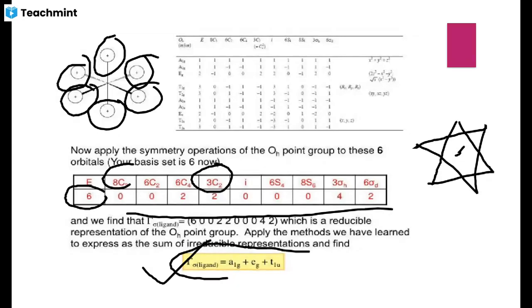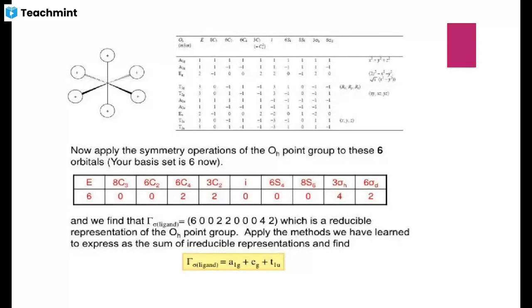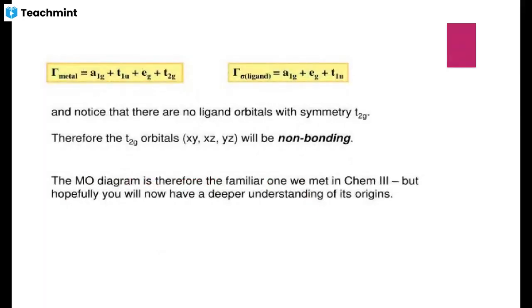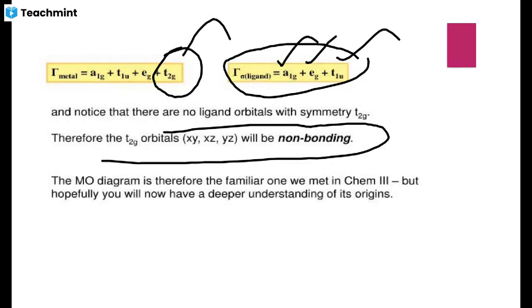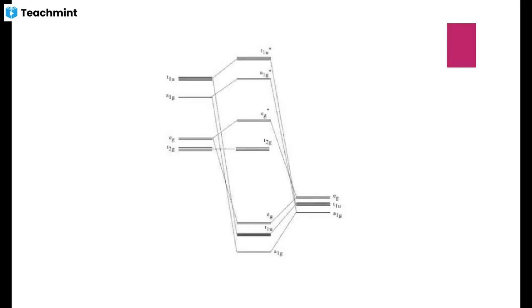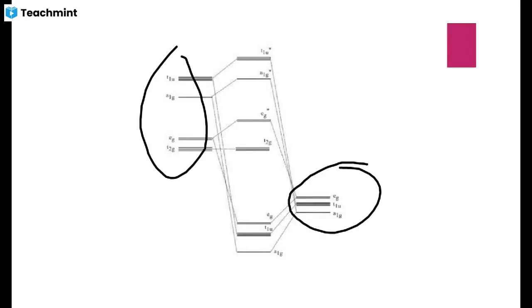So you find this reducible representation's characters and reduce it using the reduction formula, and you get the ligand orbitals. So these are the ligand orbitals. Then compare: metal orbitals A1g here, A1g; T1u here, T1u; Eg here, Eg; but there is no T2g orbital. So the T2g orbital of the metal is non-bonding. You see this is the molecular orbital diagram: these are the ligand orbitals and these are the metal orbitals. The T2g orbitals are non-bonding, and delta O is the difference between T2g and Eg.